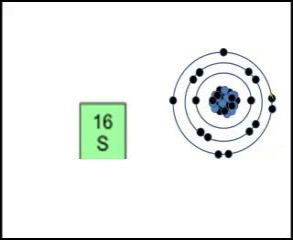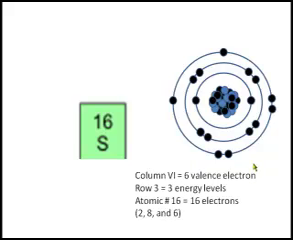Notice please that electrons do tend to pair up. There are about 4 different positions within an energy level where electrons can be found. So to summarize for silicon, it's in column 6, so it has 1, 2, 3, 4, 5, 6 valence electrons. It's in row 3, so it has 1, 2, 3 energy levels. And with atomic number 16, it has 16 electrons, 2 in the first energy level, 8 in the second, and 6 in the third.